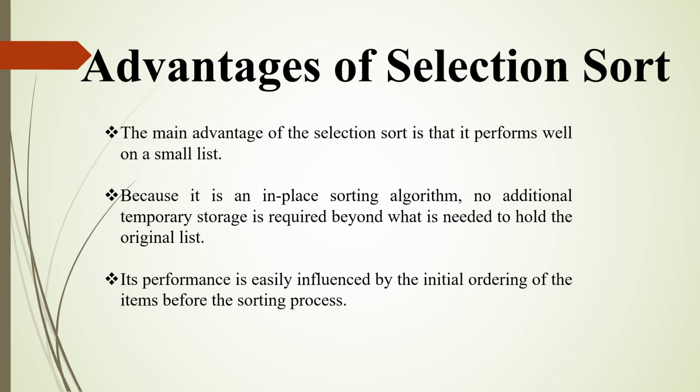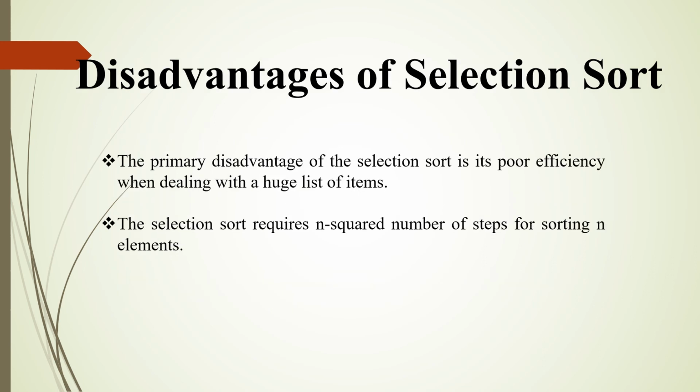Its performance is easily influenced by the initial ordering of the items before the sorting process. As we see in the example, 35, 42 and 44 are already at their correct position. So in this way, the 3 steps of performing the comparison will be reduced.